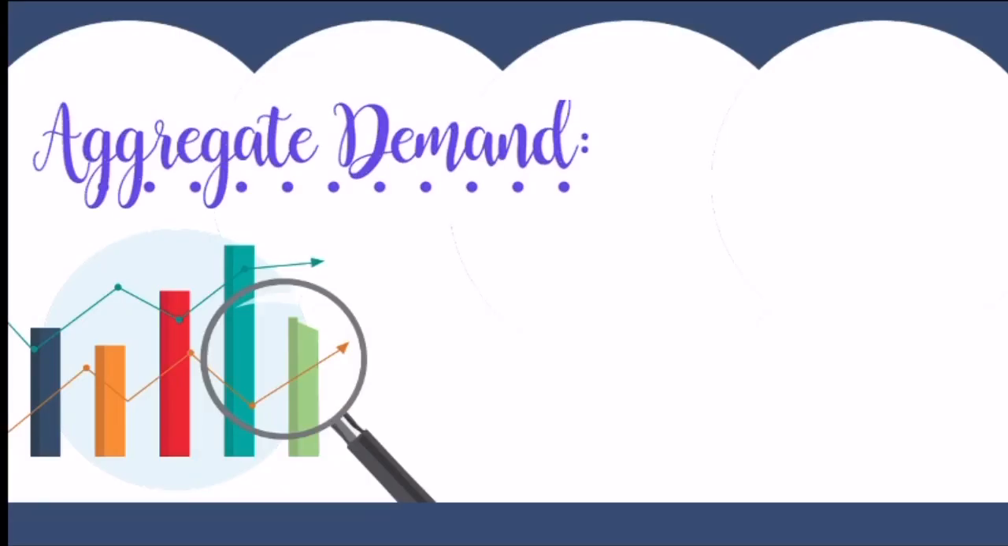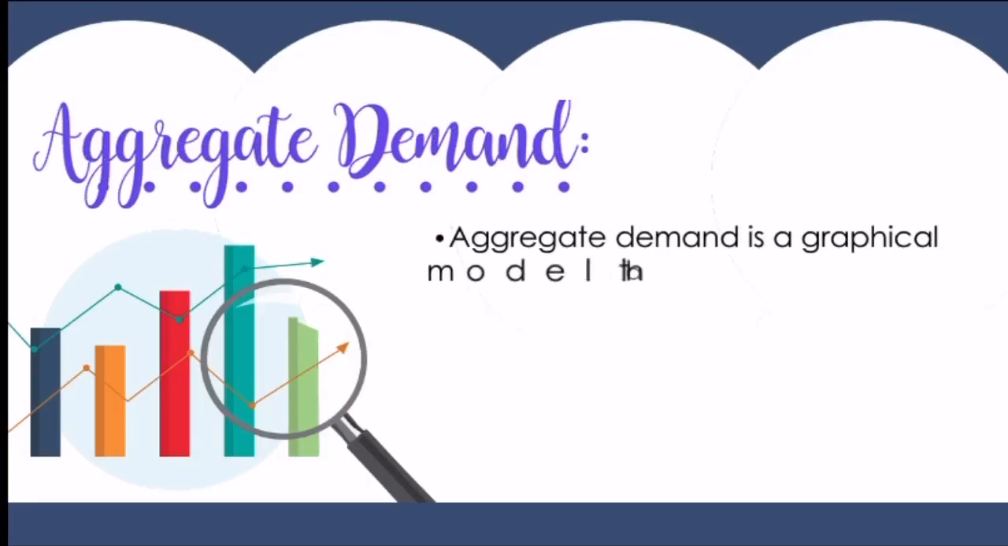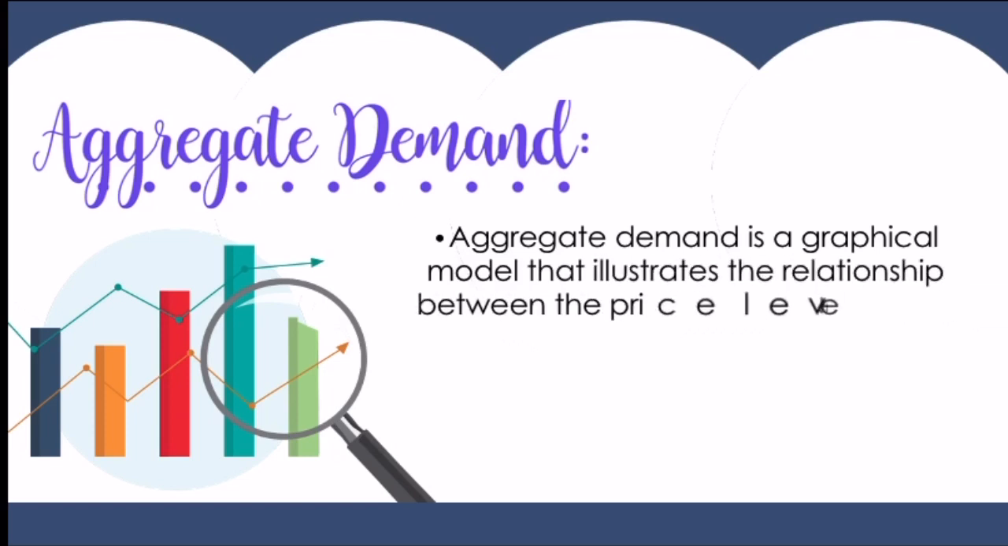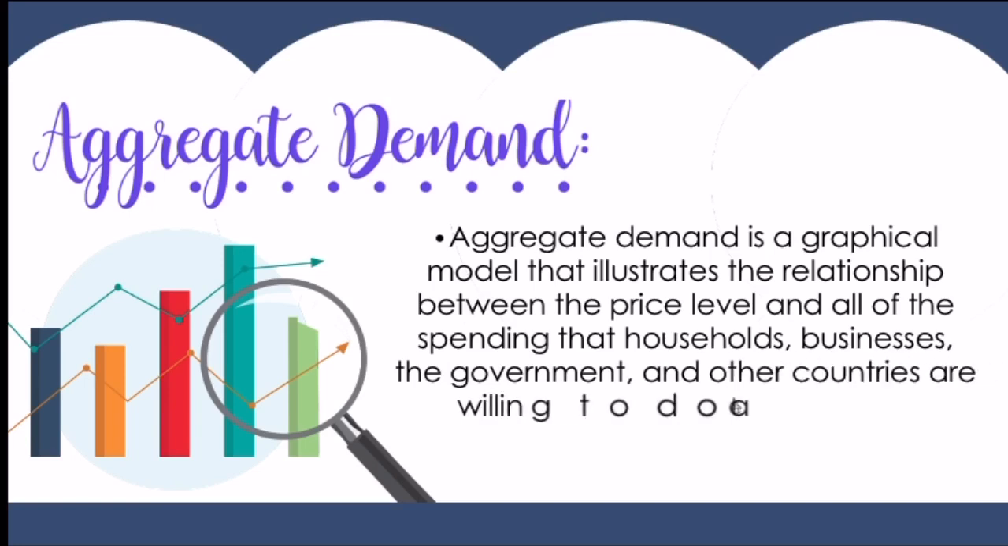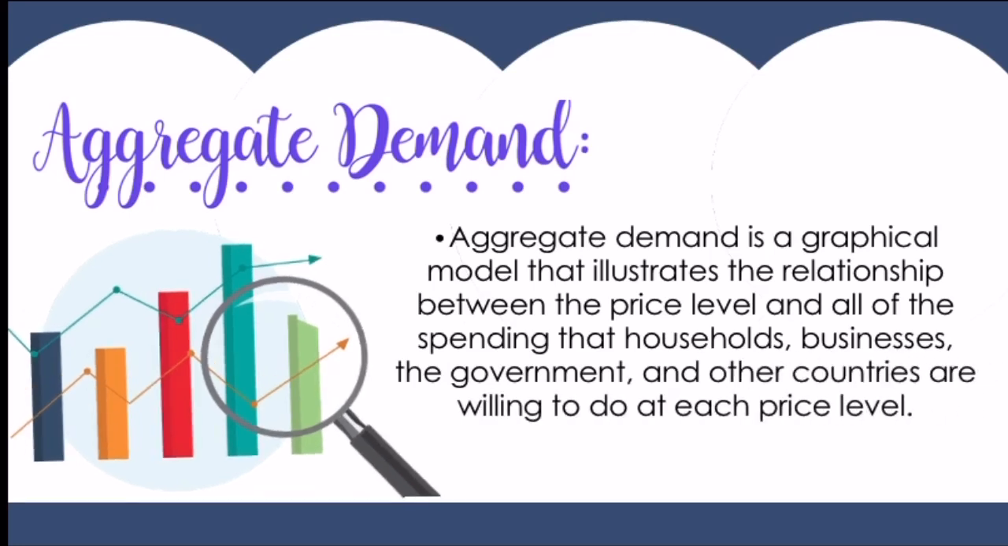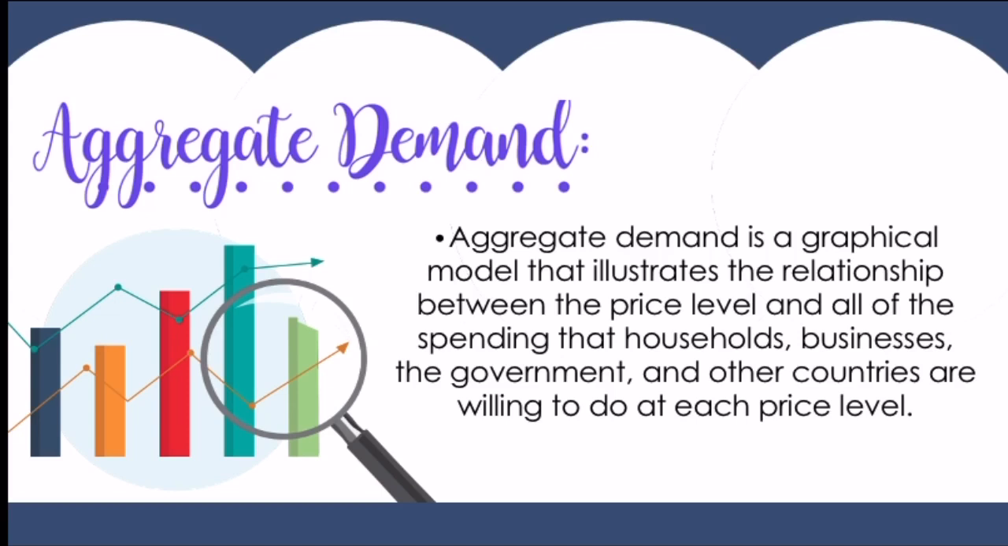Aggregate demand is a graphical model that illustrates the relationships between the price level and all of our spending that households, businesses, the government, and other countries are willing to do at each price level. The aggregate demand curve describes the relationship between the price level and the quantity of goods and services demanded by households, firms, investment, government, which is government spending, and the rest of the world through net exports. These are the same components for real GDP.